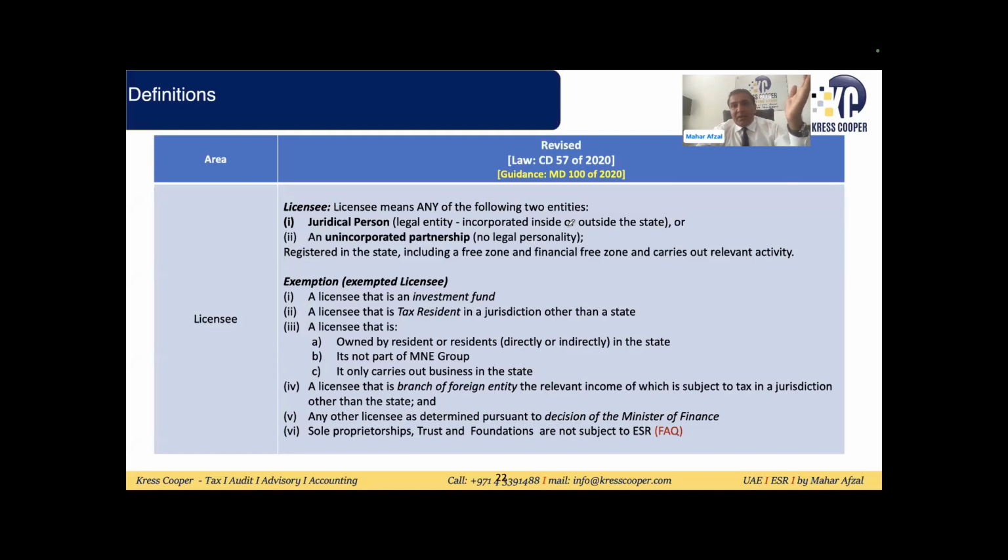Sole proprietorship will not be subject to ESR because the sole proprietor is not a juridical person. This is a natural person. There is no difference between an individual and the sole establishment. The sole establishment will not be considered an exempt licensee as well. So the important thing is basically any juridical person or unincorporated partnership which is registered in the UAE will be considered a licensee, but there are some exemptions related to this that we have discussed.